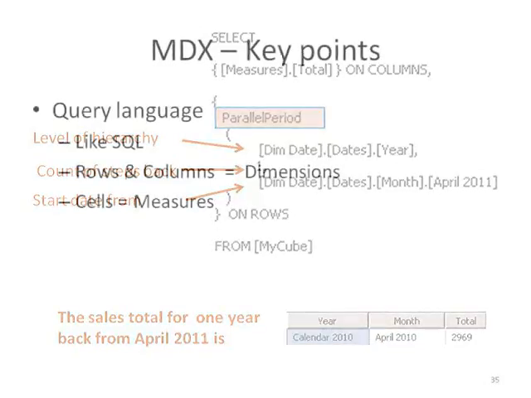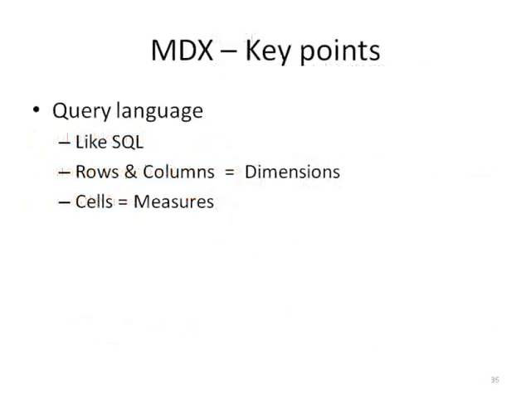So, let's summarize the multi-dimensional expression language. It's deliberately designed to look something like SQL. That means it's much quicker to learn. The rows and the columns represent the different dimensions, with the cells or the insides of the spreadsheet representing the measures. We saw listing dates and products as the dimensions, and then the sales value as the measure.